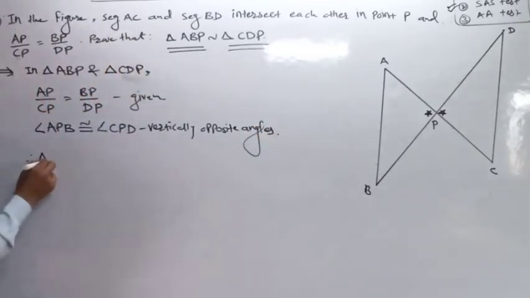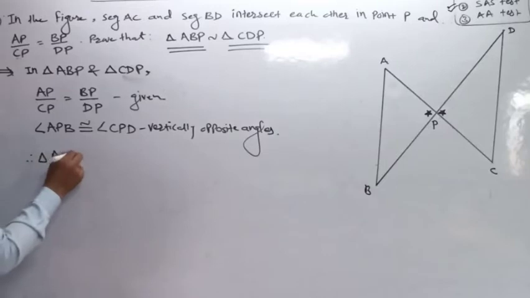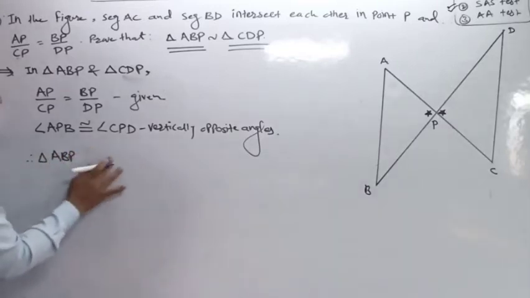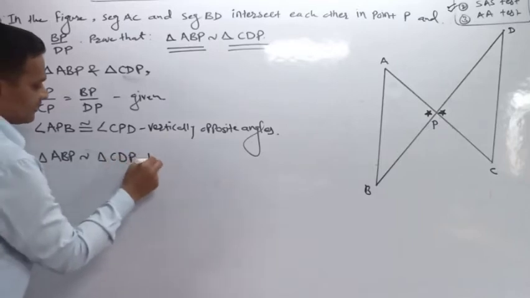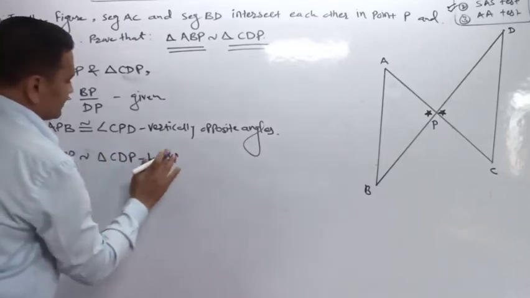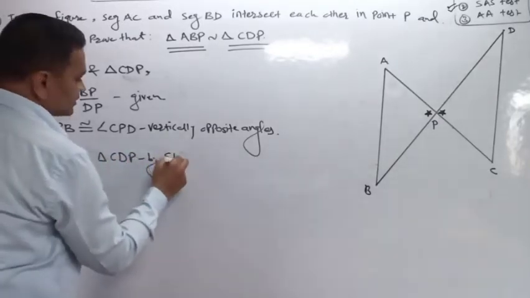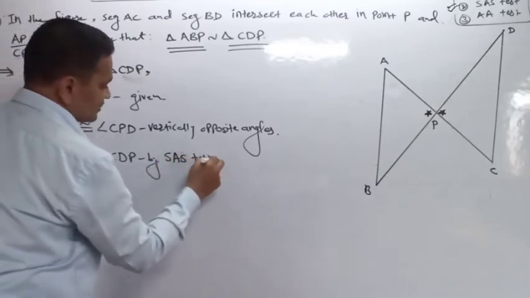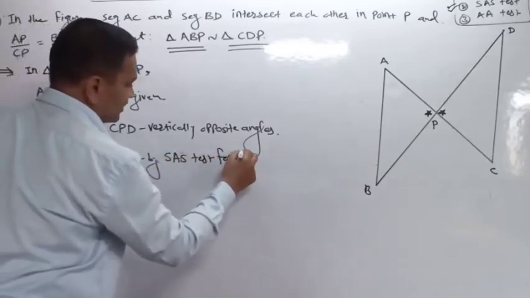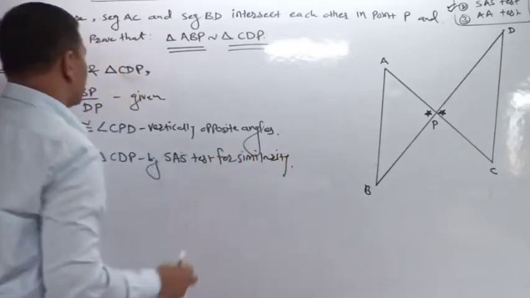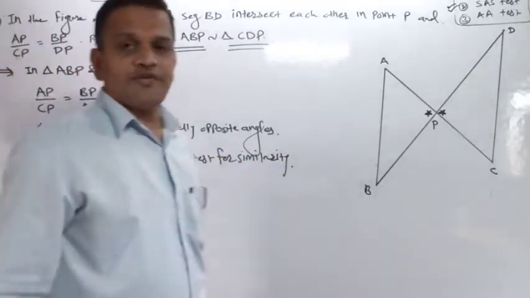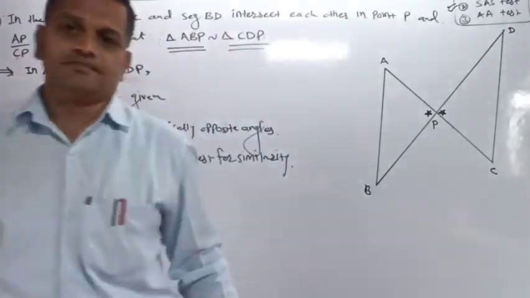Therefore, triangle ABP is similar to triangle CDP by SAS test for similarity. Understand? Pause the video and write the answer.